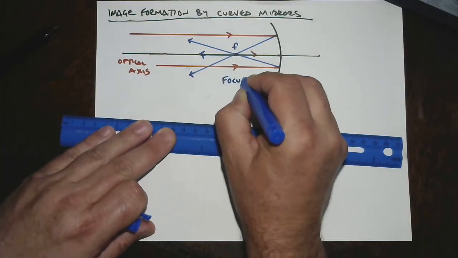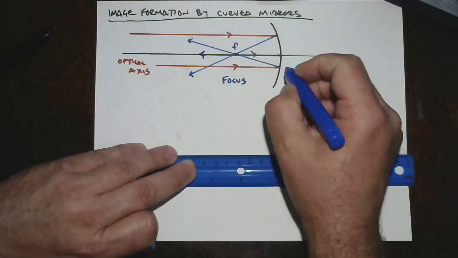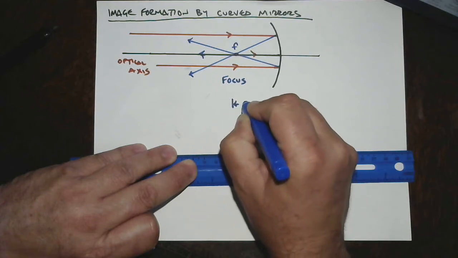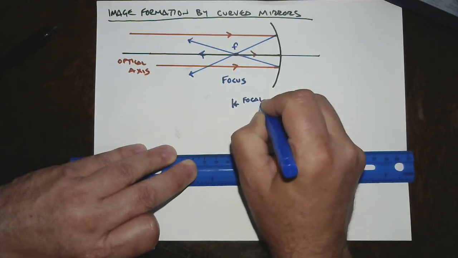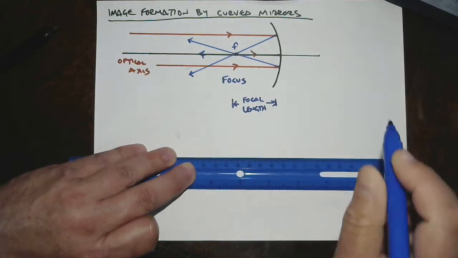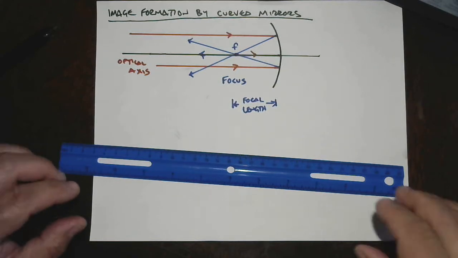Focus is usually abbreviated with a lowercase f, and the distance between the lens and the focus is called the focal length. Anybody who's played around with cameras has probably looked at lenses that have different focal lengths, and that determines what their magnification is.